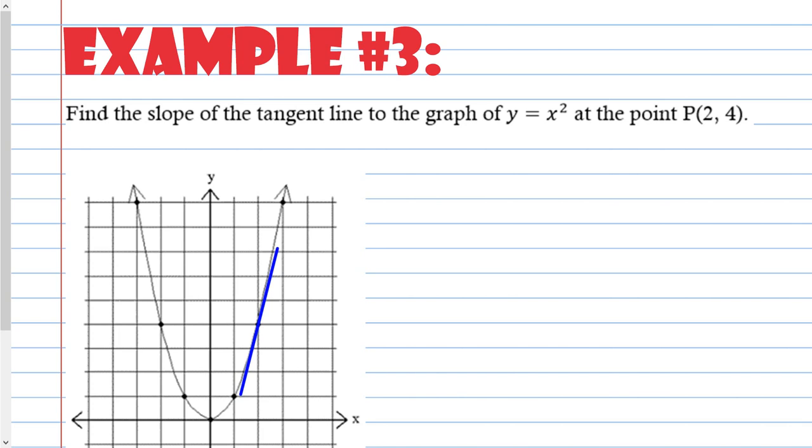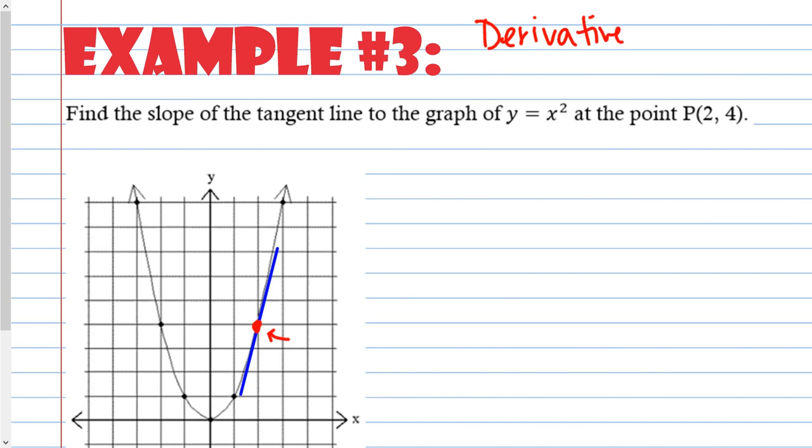So, example 3 is find the slope of the tangent line to the graph of y equals x squared at the point (2, 4). So I have this little blue line here. Well, here's (2, 4), and that's representing my tangent line. We're trying to find the slope of that line because the slope of that line will get me the slope at this one point. It is normally referred to as the slope of the tangent or instantaneous slope or instantaneous rate of change. And in the near future, I mean like the next video, we're going to call it derivative.